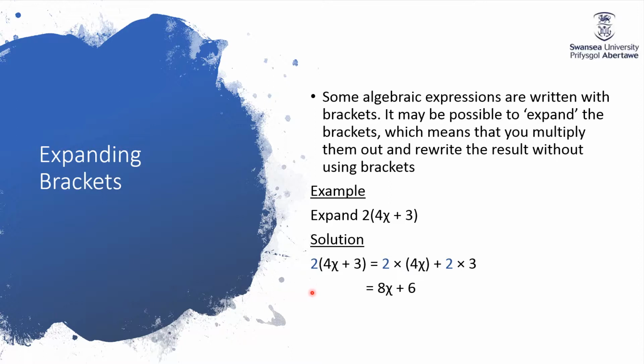Let's find out. So, 2, open bracket 4x, basically means 2 by 4x, so we can do 2 lots of 4x. And then we have plus 3, so we have 2 by plus 3, as written here. And then we can simplify these bits as 2 lots of 4x is 8x, and 2 by 3 is 6. So that's how you expand that simple bracket.